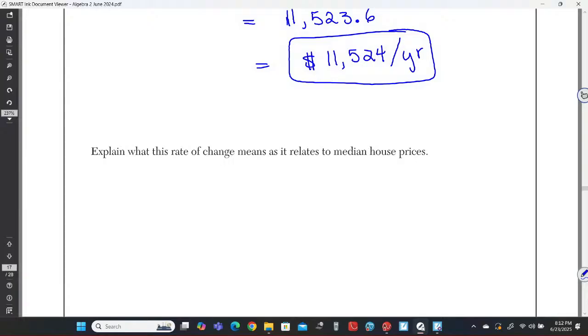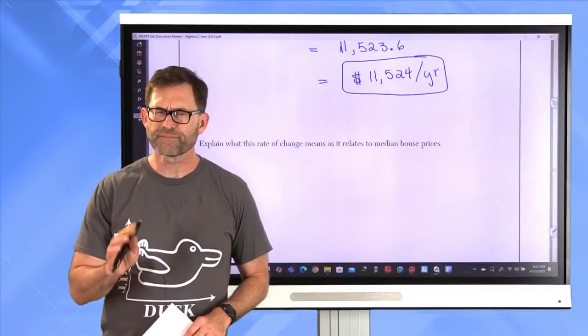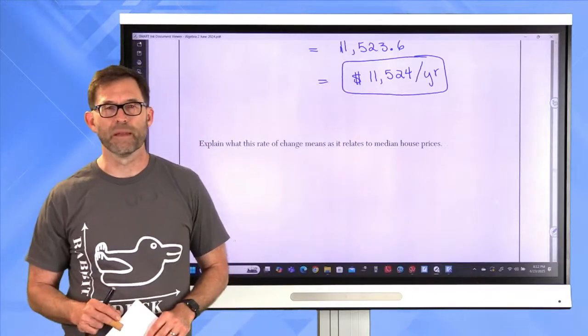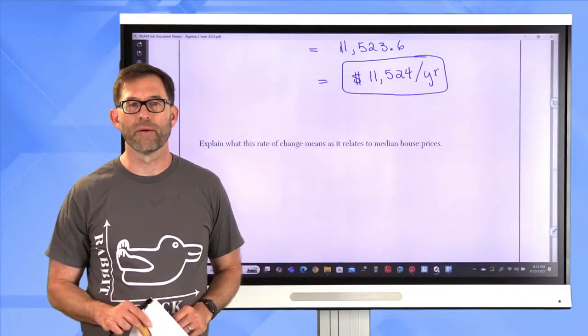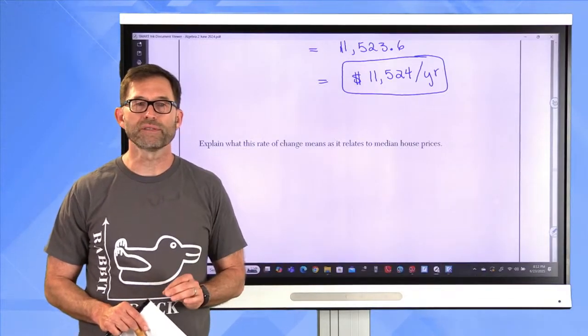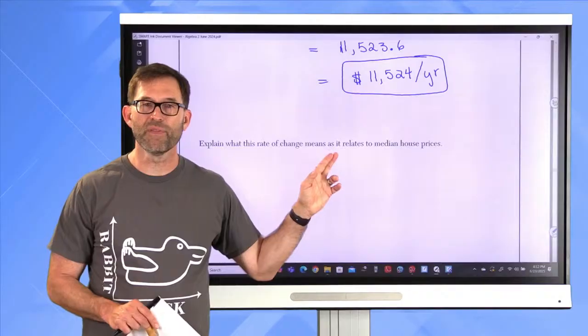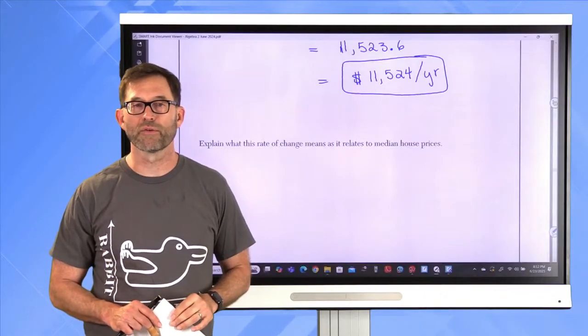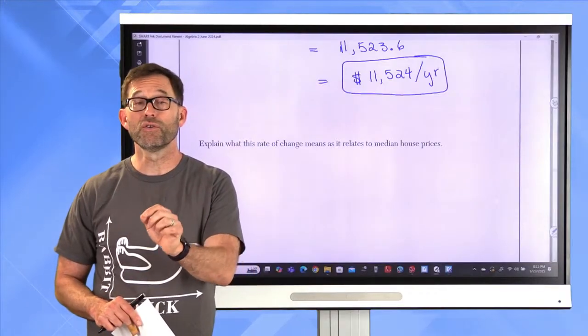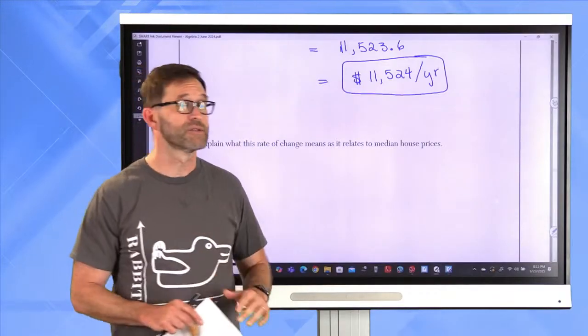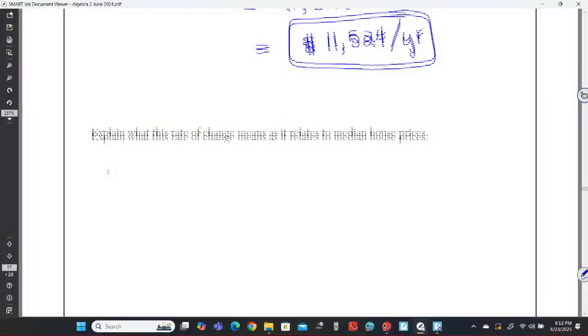Explain what this rate of change means as it relates to the median house prices. Now, what does this mean? Well, it means that on average, and I'm going to write this down, the median house price is going up by $11,524 per year from 2010 to 2018. So let's write all of that down.